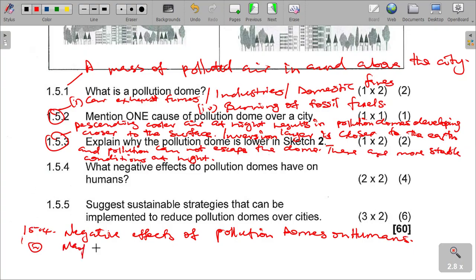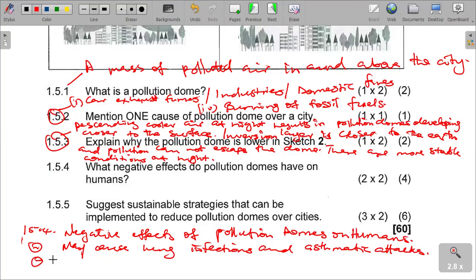We can also have problems to do with reducing visibility and causing accidents.